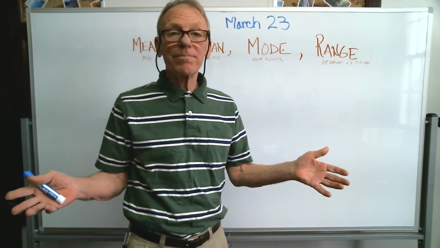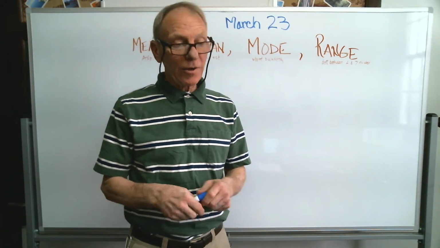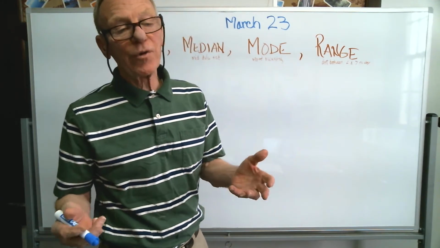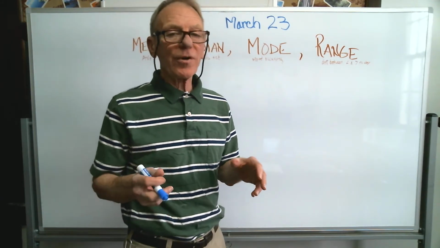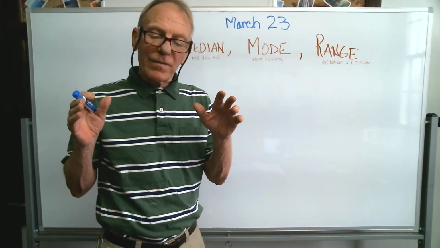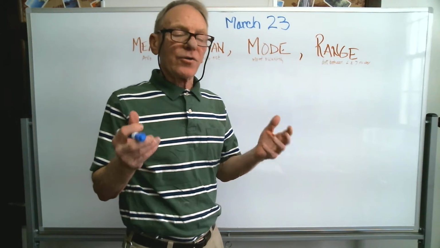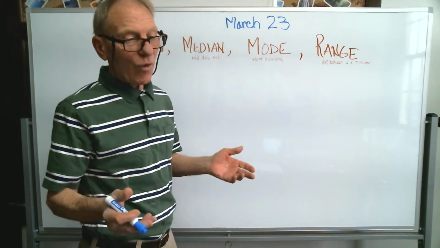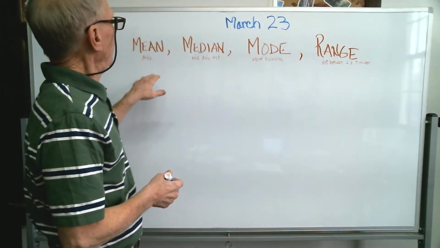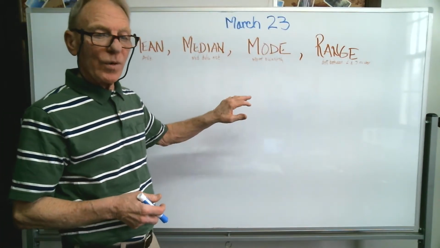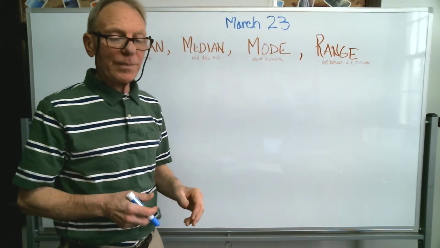It's Monday. I want to talk to the sixth graders a little bit about some important vocabulary. We're going to review just a little bit again, just to make sure that you are firm in understanding what these basic terms mean. I have four of them for you today that I've put on the board: the mean, the median, the mode, and the range.